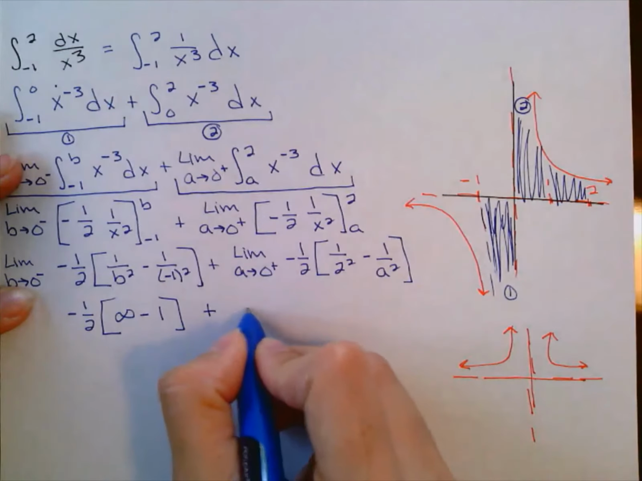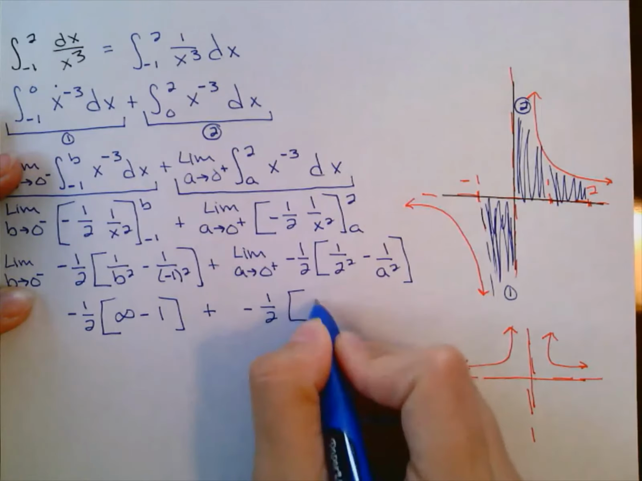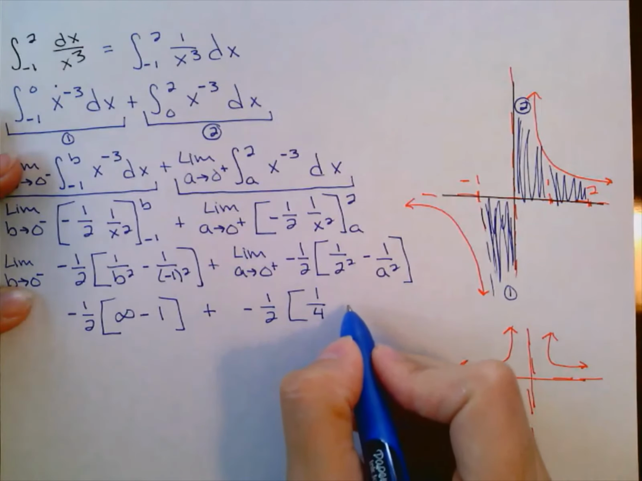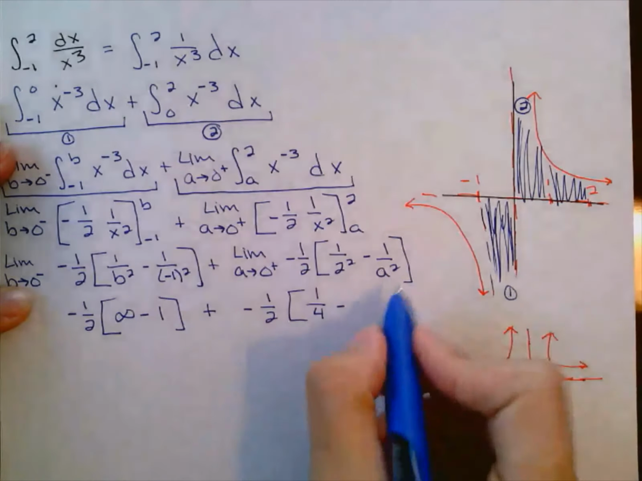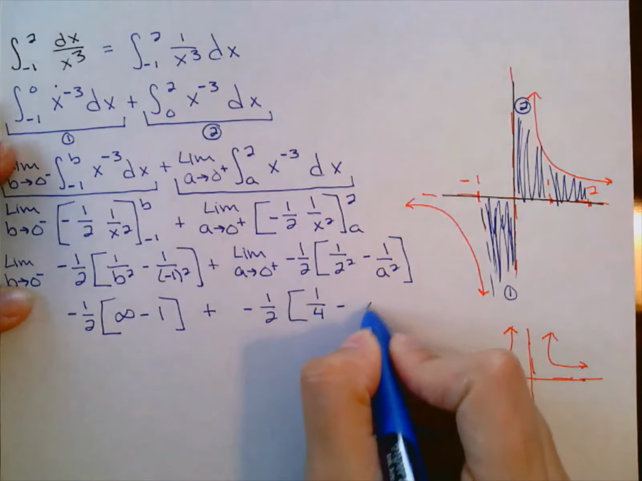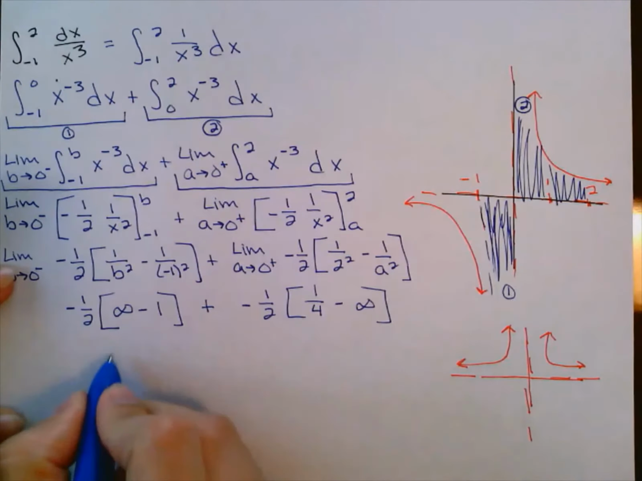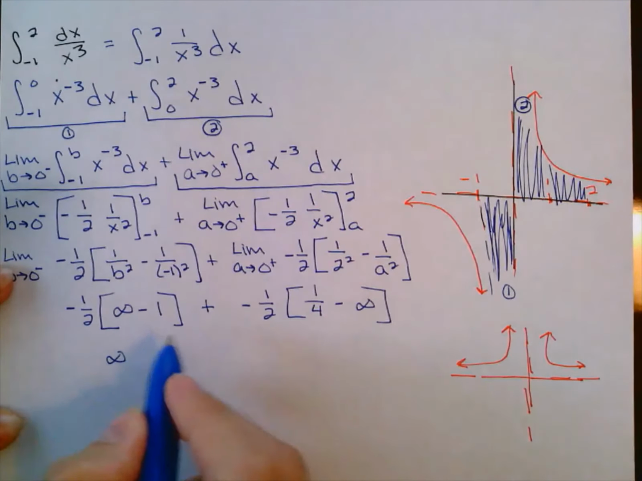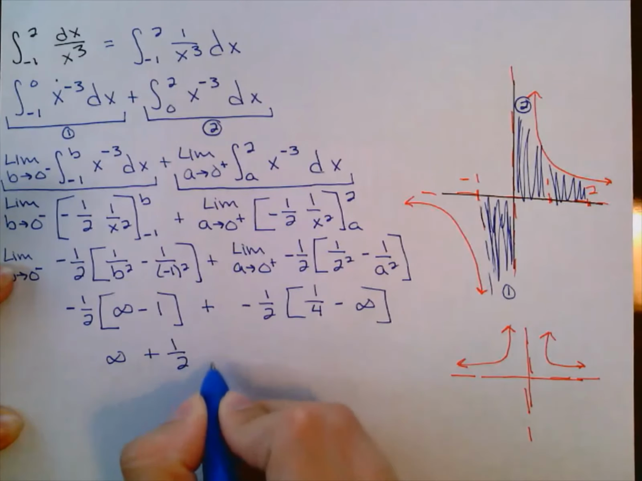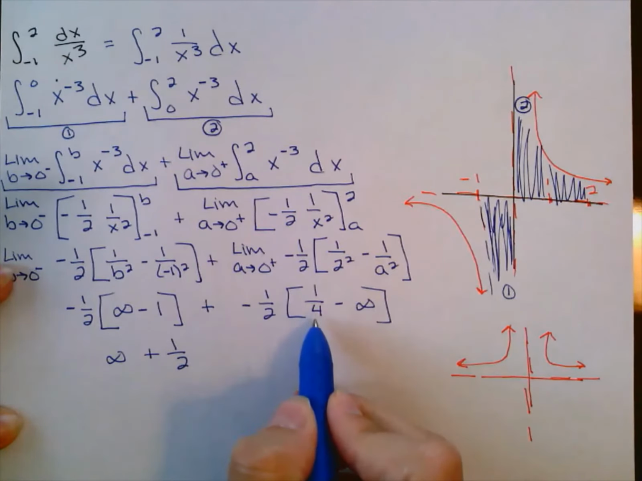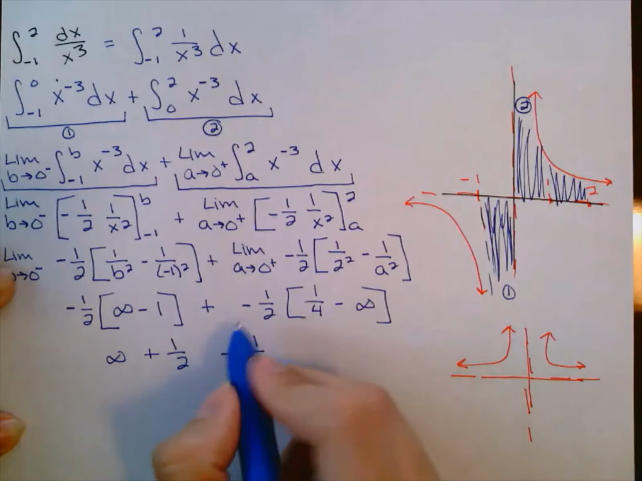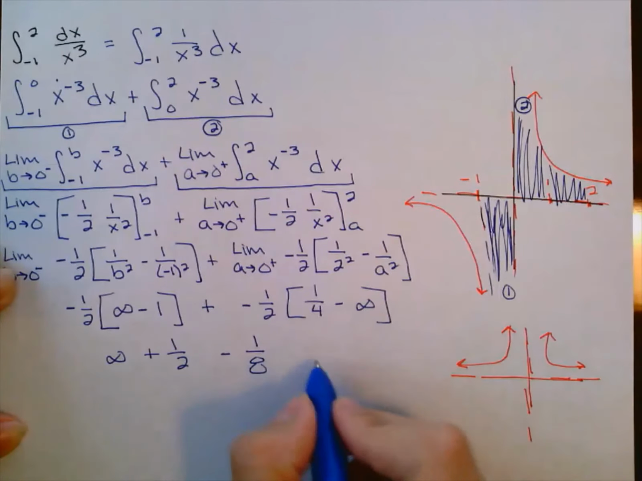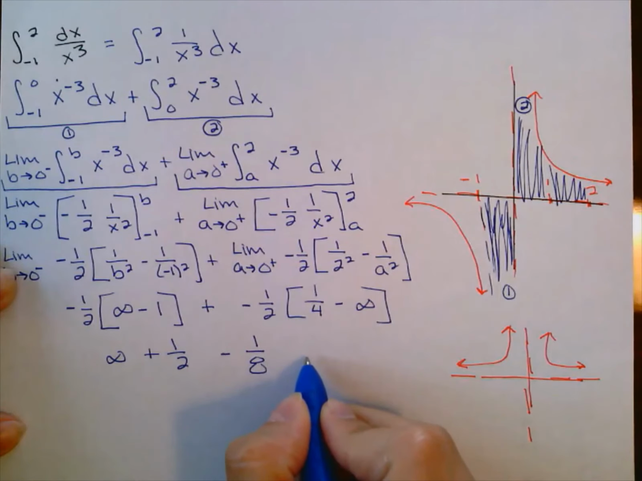plus, I'm going to bring down that negative 1/2. This is 1 over 4. And then here, if I analyze 0 from the right, it also shoots up to infinity. If I distribute, a number times infinity is just infinity. Negative 1/2 times negative 1 is positive 1/2. Now, negative 1/2 times a positive 1/4 gives me negative 1 over 8. And then a number times a negative infinity is going to give me negative infinity.